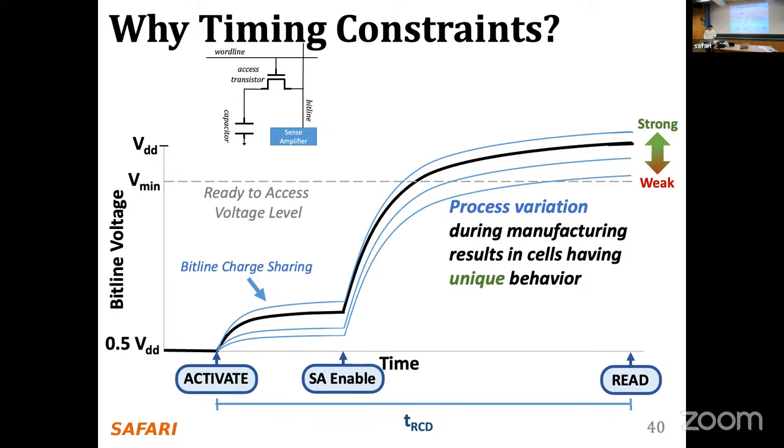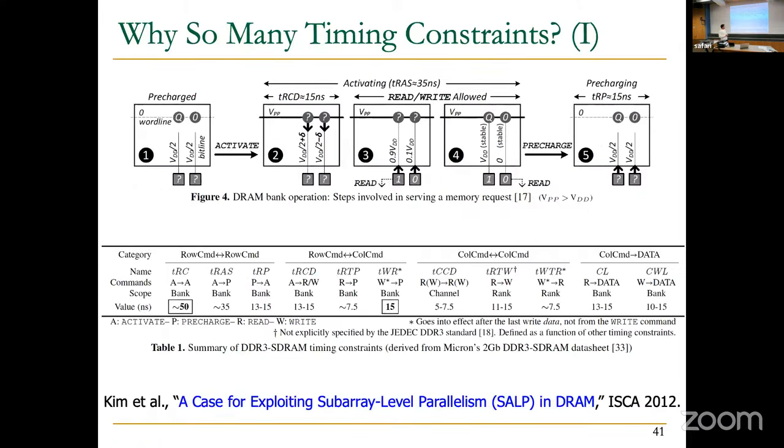That's why we have a single timing parameter that's quite long, actually, according to previous research that showed you can reduce this timing parameter, reduce the guard bands a lot significantly for many real DRAM chips. But this is basically why we have timing parameters. We want to ensure that we have enough time for the weakest cells to participate in charge sharing properly due to process variation.